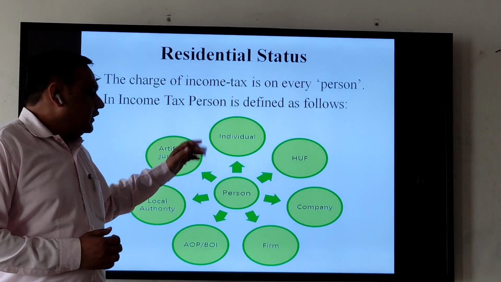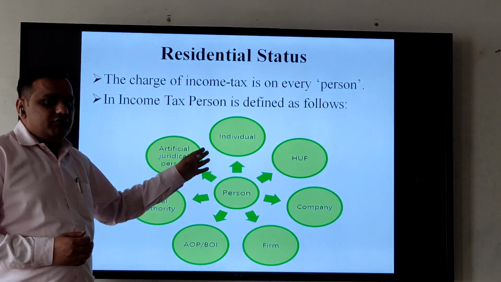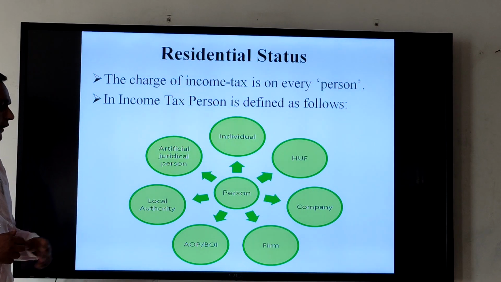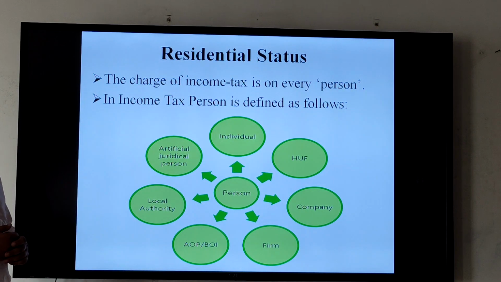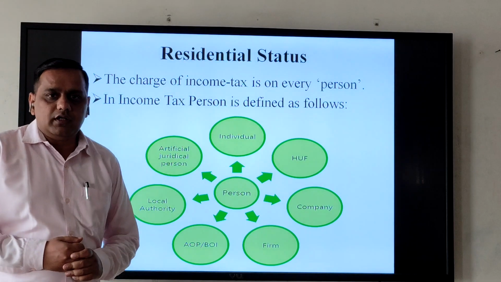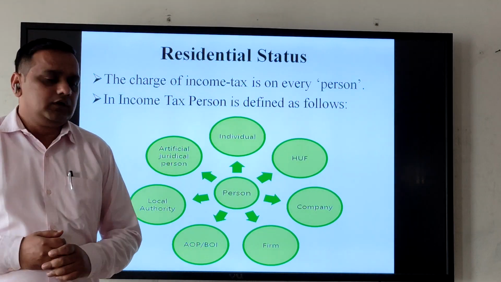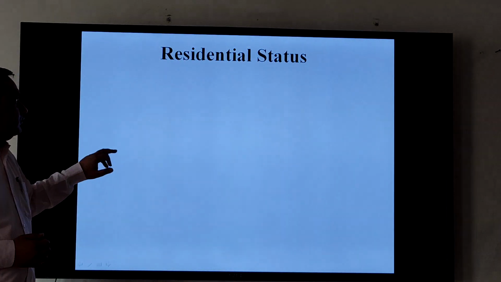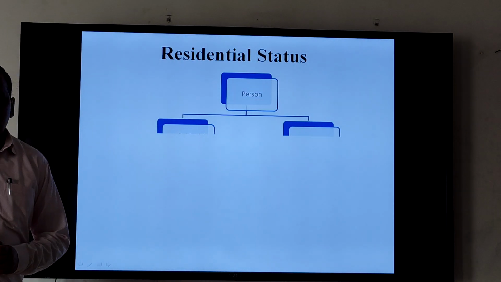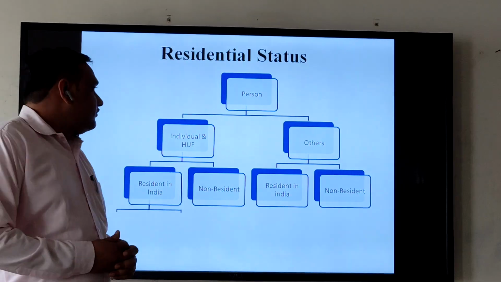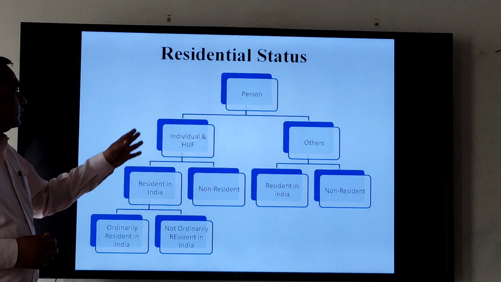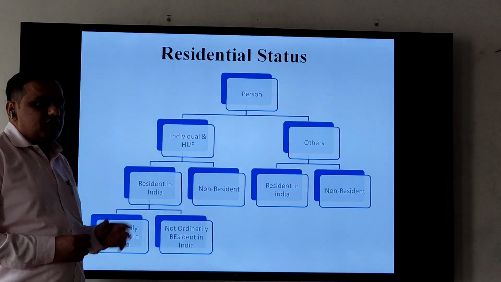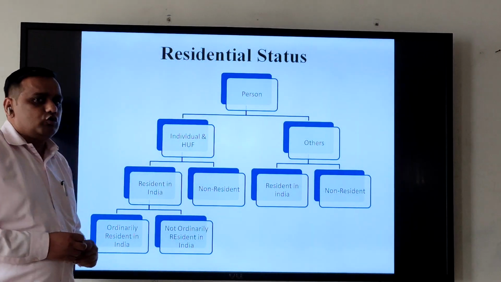In person we cover the following things: individual is also a person, Hindu undivided family, company, firm, association of persons, body of individuals, any local authority, artificial juridical person. They all fall under the concept of person. As far as the residential status is concerned, the person has a very wide scope. So in residential status, persons are divided into two parts.